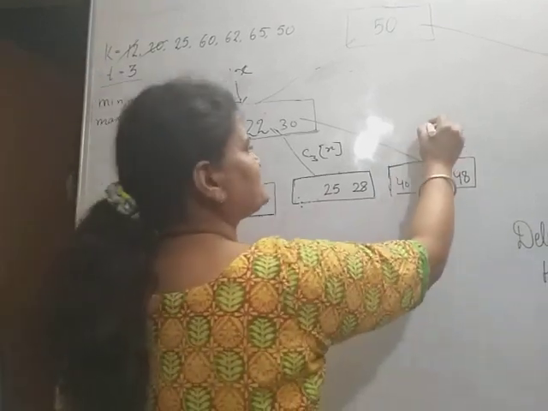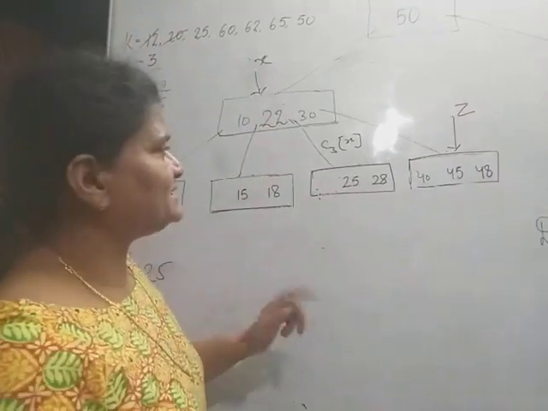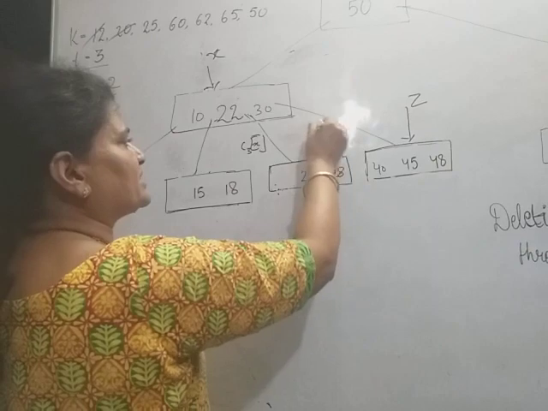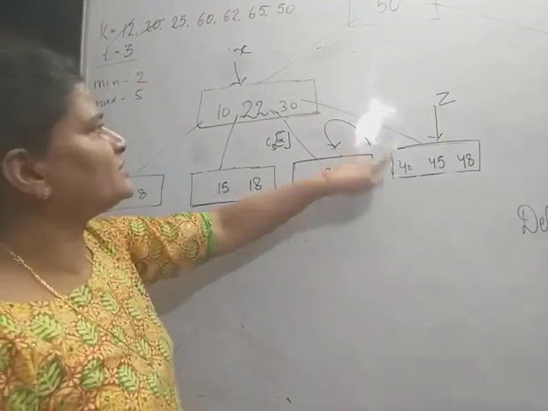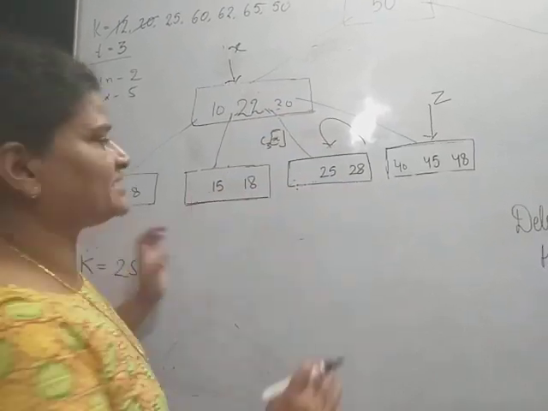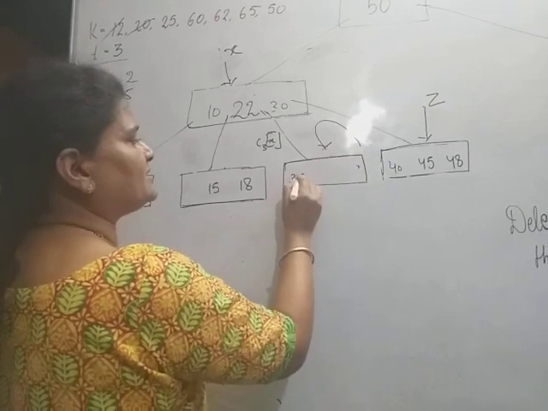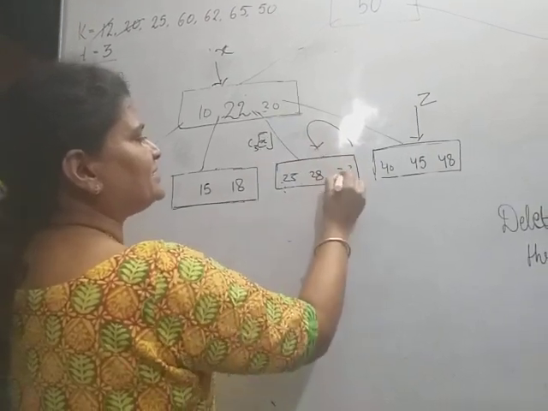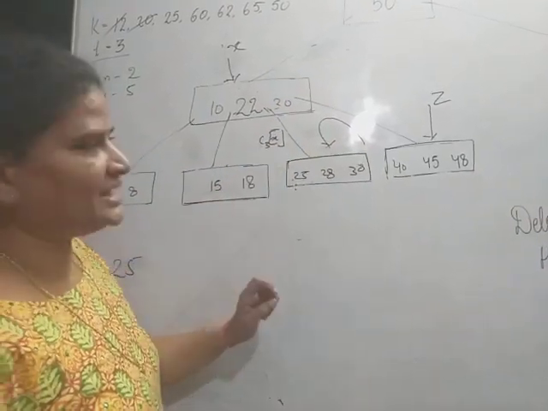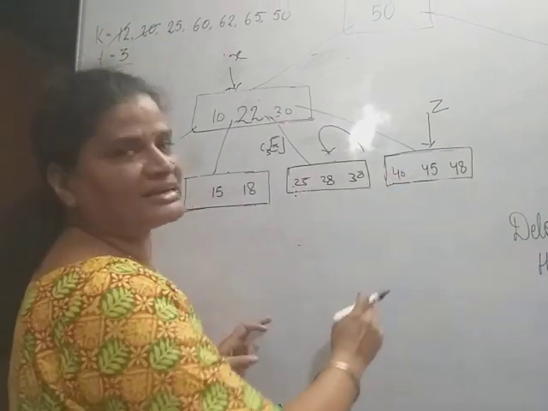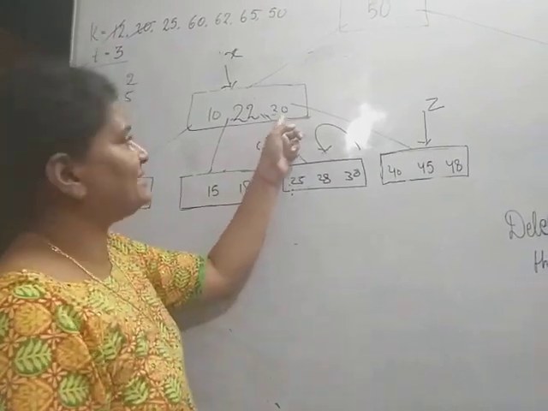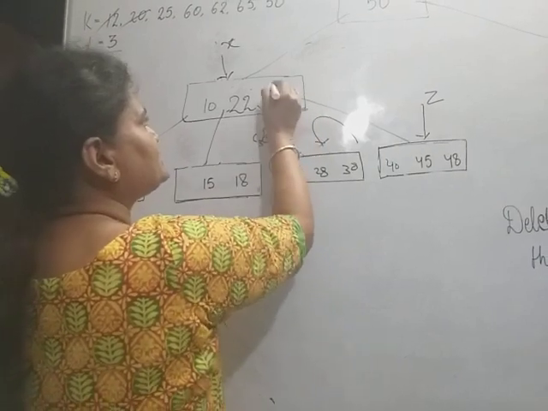So what we do here, this is Z. We perform this type of rotation on C3x. What is that rotation? 30 is moved down to C3x. So here we make room for that: 25, 28 and 30. 30 moves down to C3x, and the first key of Z moves up to x, and this becomes the ith key of x. So here this is 40.